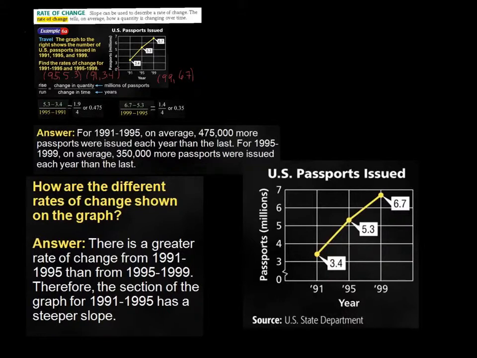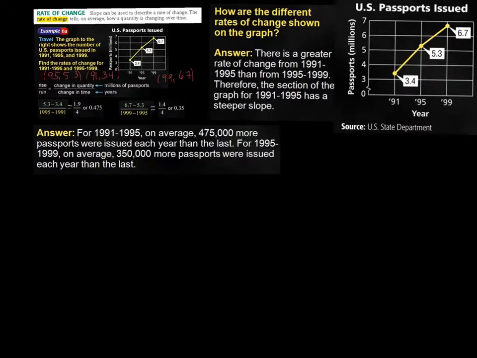How are different rates of change shown on the graph? There is a greater rate of change from 91 to 95 than from 95 to 99. Therefore, that section is steeper. So rate of change is really just a special case of slope, and it is amount of change divided by time.